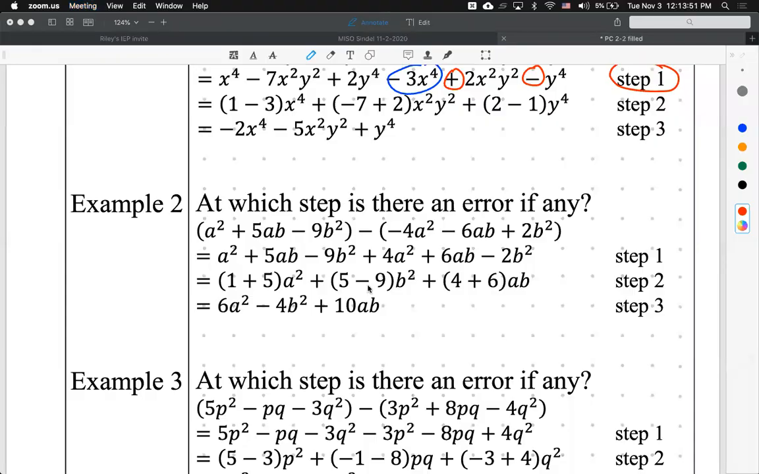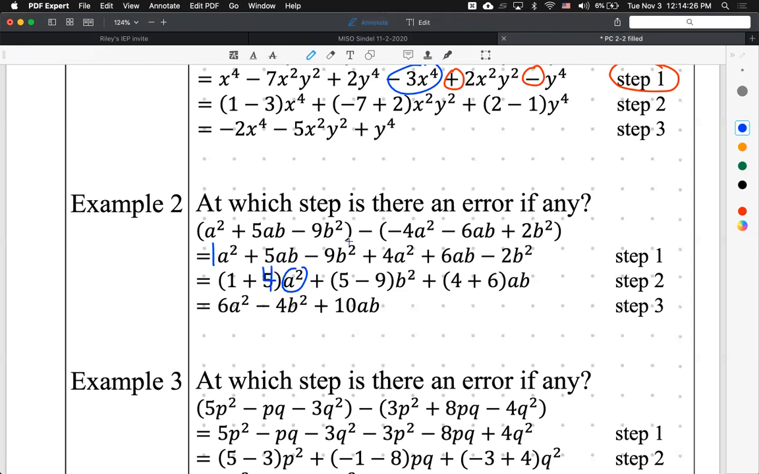For example 2, was there an error? If so, where? Yeah, Sam. Step 2, what was the error? Group the numbers wrong. So for a squared, how many a squared should they have had? They should have 1 here, and there are 4 over there. So they should have 1 plus 4 there.